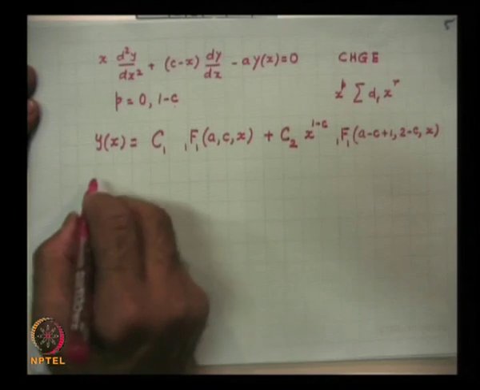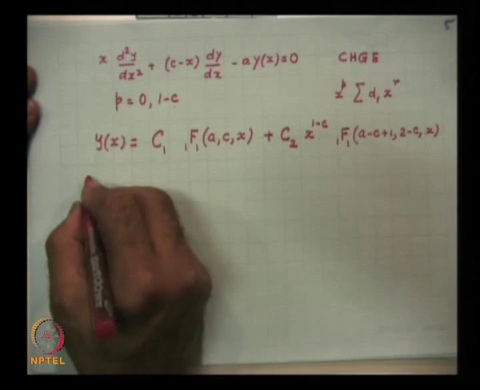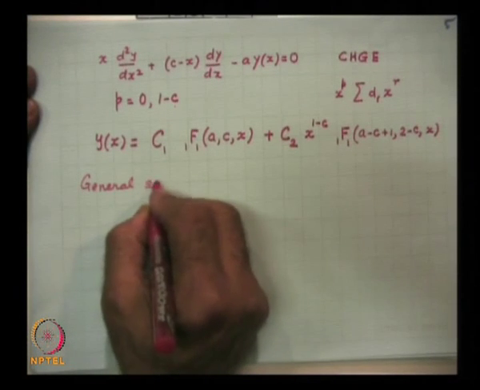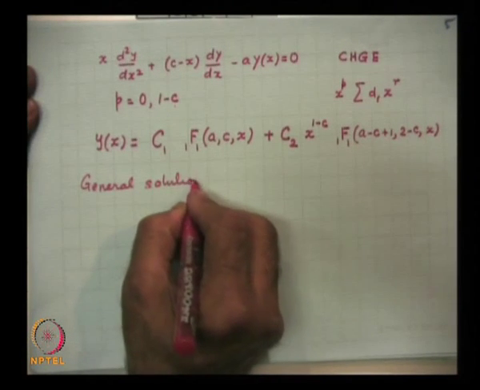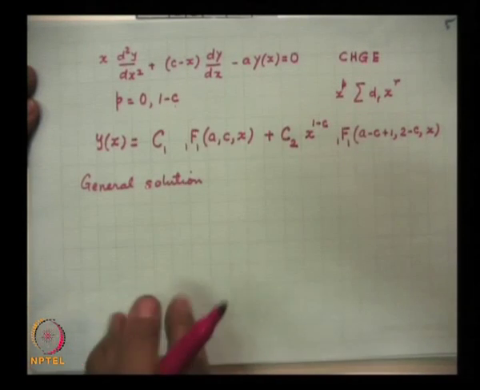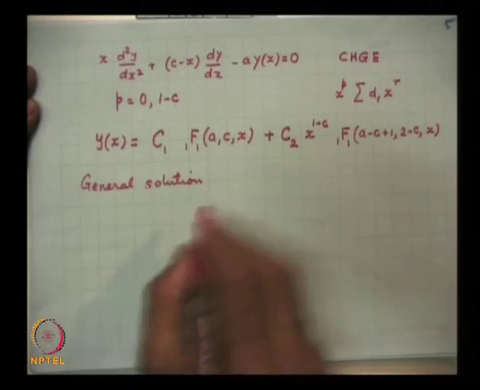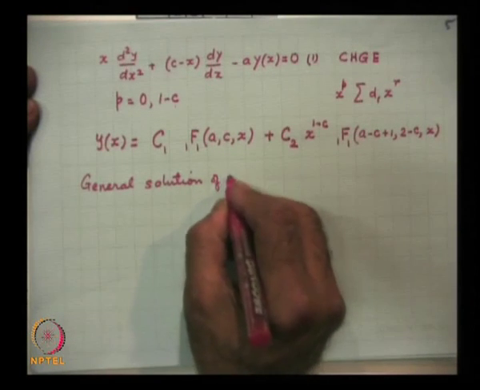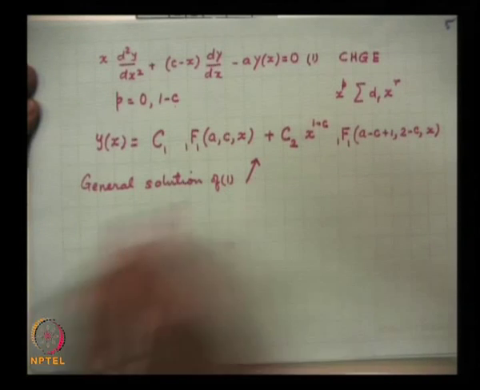So, this is the general solution, because a second order differential equation will have two solutions. So, the general solution of equation 1 of the confluent hypergeometric equation is given by this.